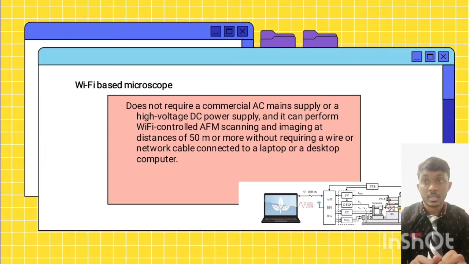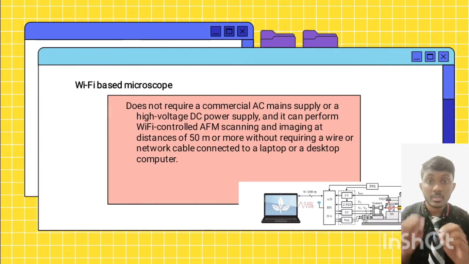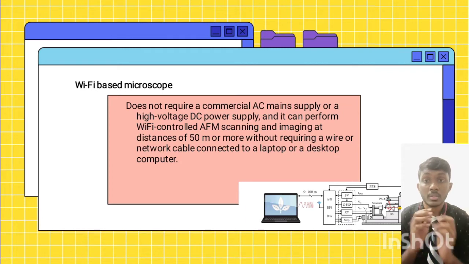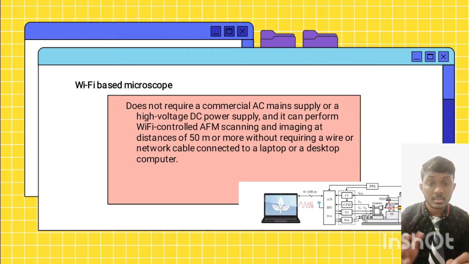Wi-Fi based microscope. A Wi-Fi based microscope usually won't require any commercial AC mains power supply or high voltage DC power supply. It can easily perform Wi-Fi controlled AFM scanning and imaging at a distance of 50 meters or more without requiring a wire or a network cable to connect it to a desktop computer. It can work through Wi-Fi only.